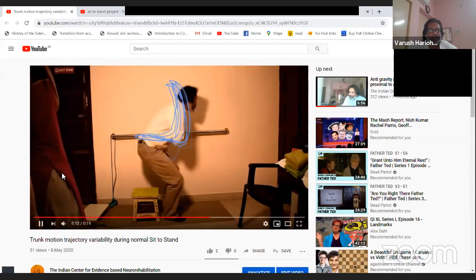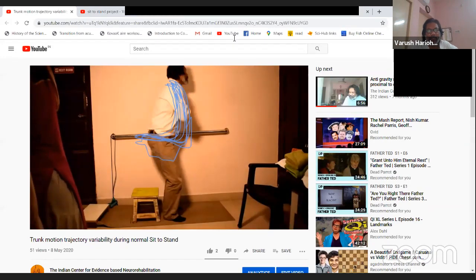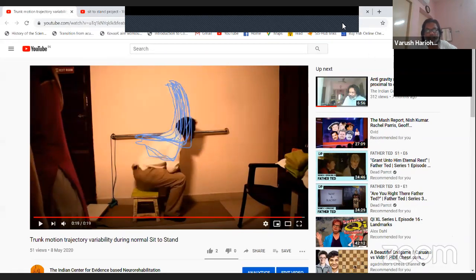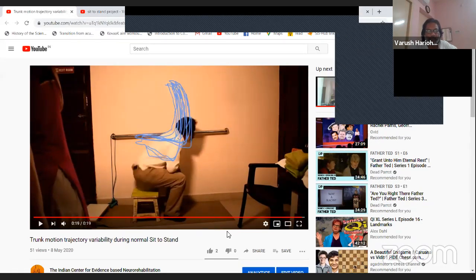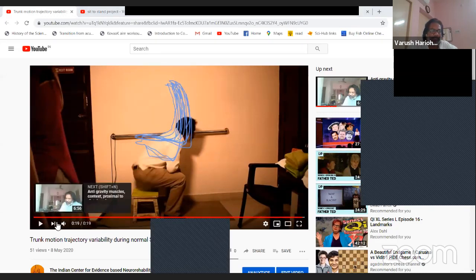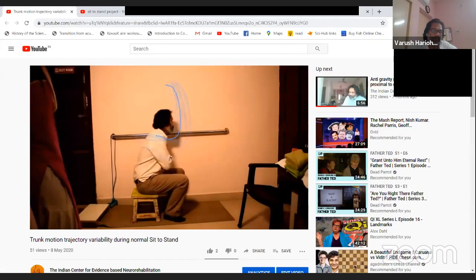Can you see how I am starting my sit to stand? Can you please comment in your chat box so that we can have an understanding of it? I'm not doing trunk flexion. That is only in the first part of it. You can see that later on I'm doing a different movement to start with.